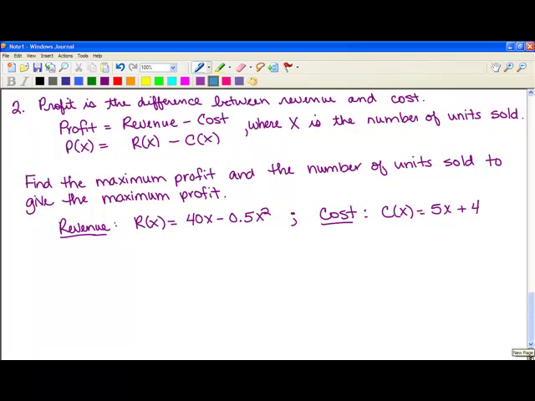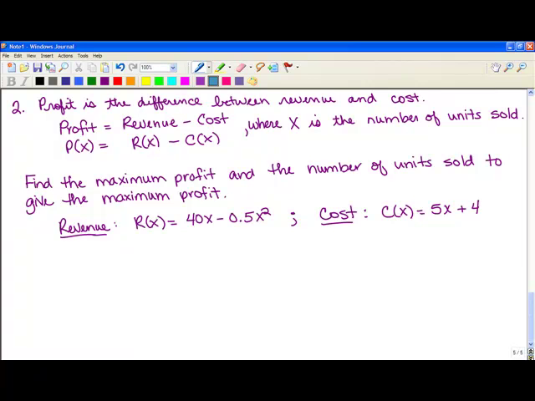All right, here's the next problem. We'll look at a business application. We're looking at profit, and profit is a difference between revenue and cost. So I have the equation written down here. Profit equals revenue minus cost, or P of X equals R of X minus C of X, where X is the number of units sold. So in this problem, we need to find the maximum profit and the number of units sold that gives the maximum profit.